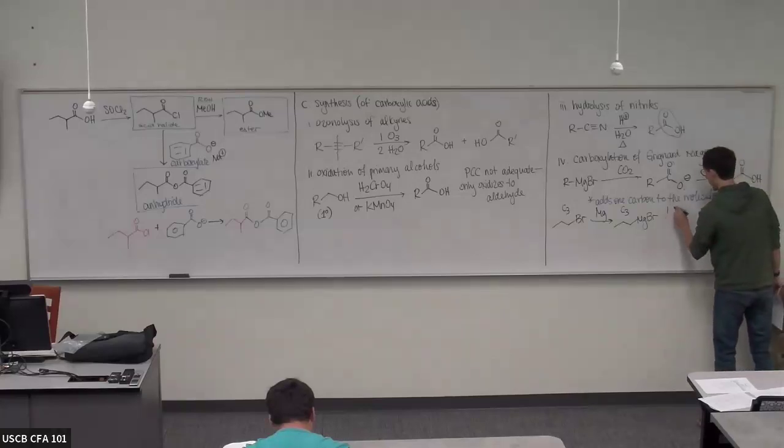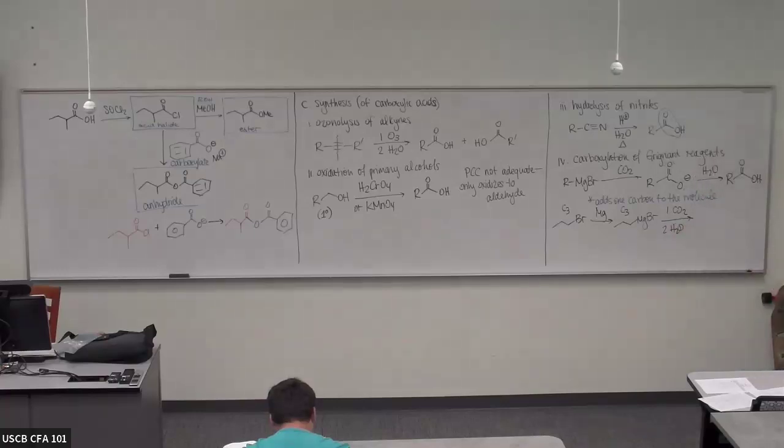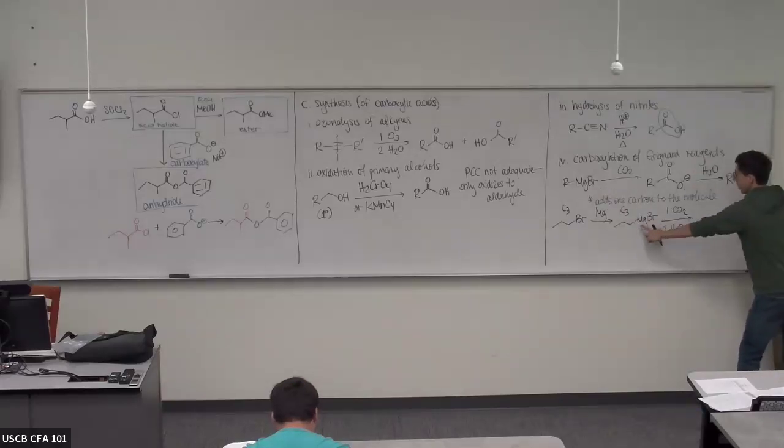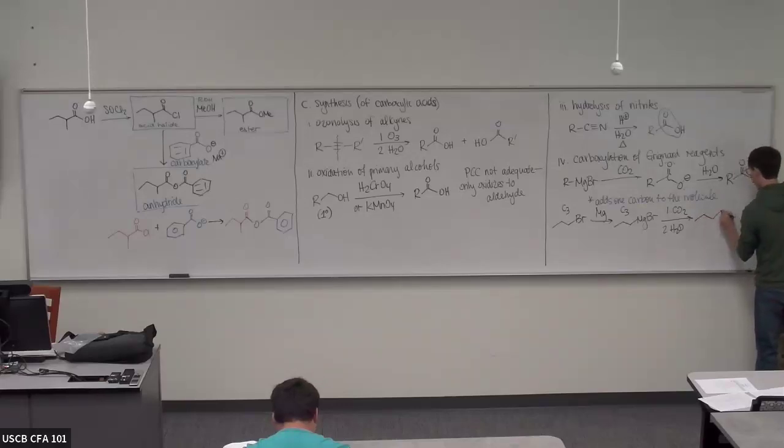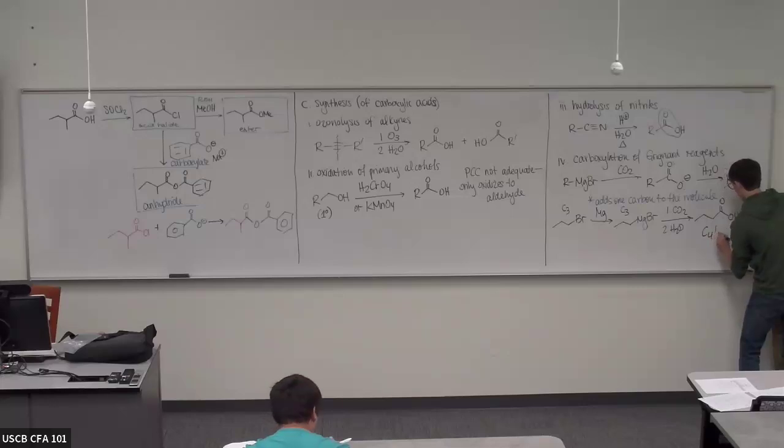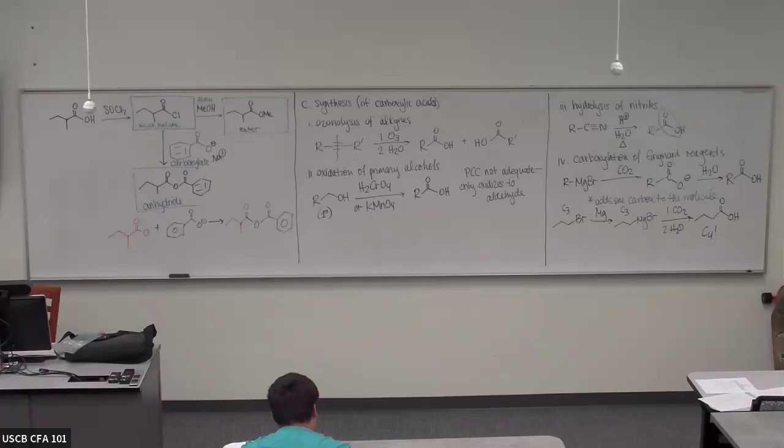But as soon as we add carbon dioxide and do this reaction, our MgBr goes to our carboxylic acid. Okay, so we get that, which is now 1, 2, 3, 4. This is now a C4 molecule. Not a molecule of C4. That's a different type.